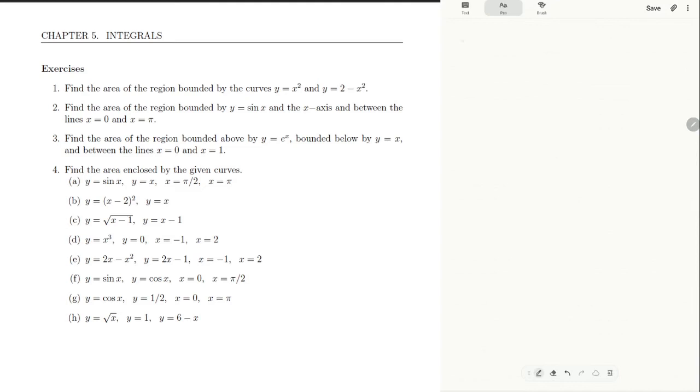Let's have a look at letter C. We have y equals the square root of x minus 1 and y equals x minus 1. So let's first draw the region.